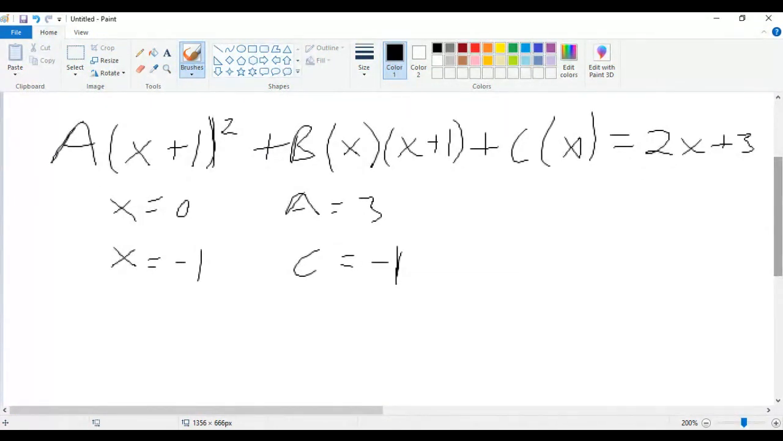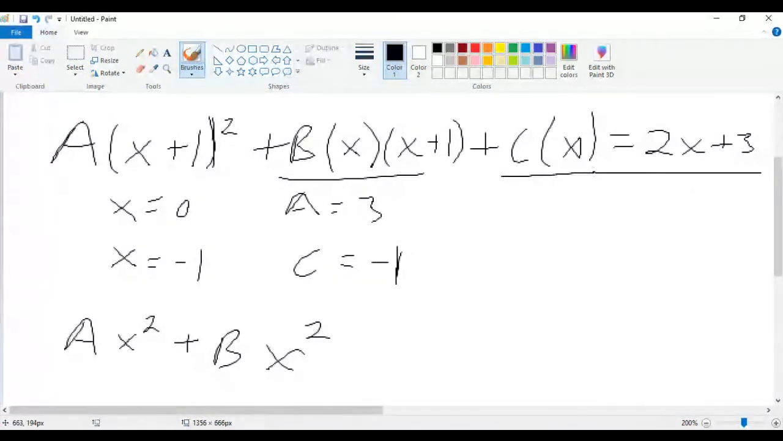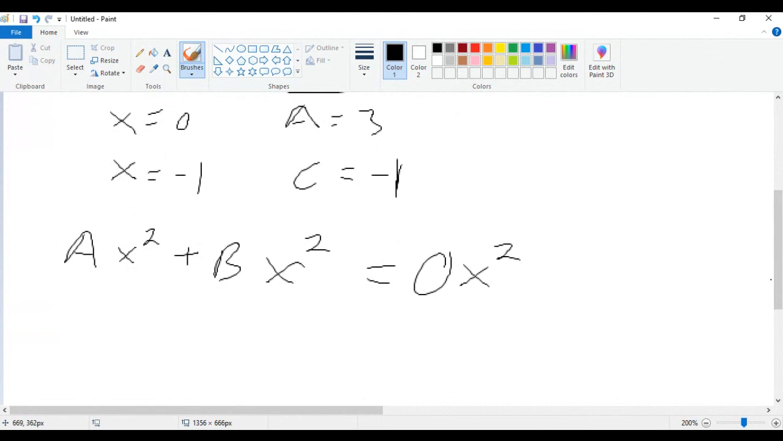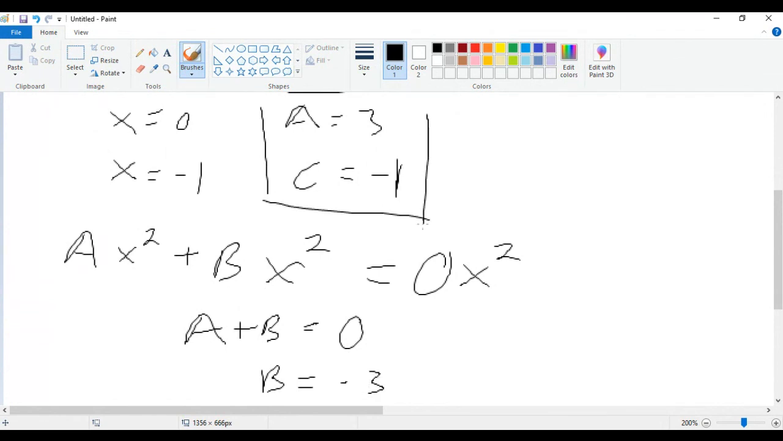So if we distributed x in this x plus 1, you'd see that we've got an a times x squared term. And in this case, I'm only going to look at the x squared terms. In this b term, we have a b times x squared. And then we don't have any x squareds for c or anything on the other side. So we can write a mini equation and say that ax squared plus bx squared is equal to 0x squared. That tells us that a plus b should be equal to 0. So since a is 3, we know that b should be negative 3. And then we found our three constants.